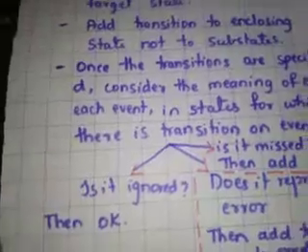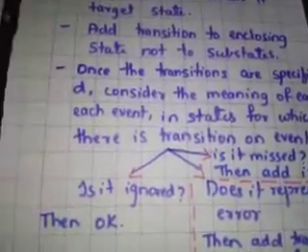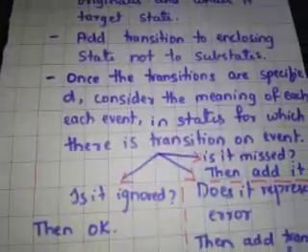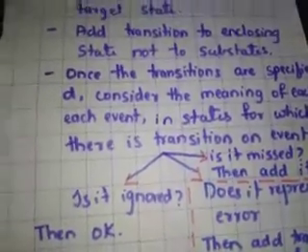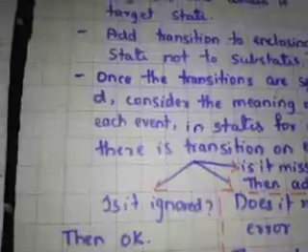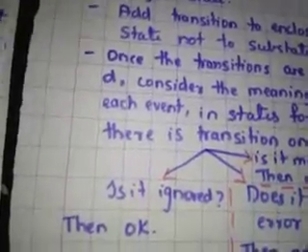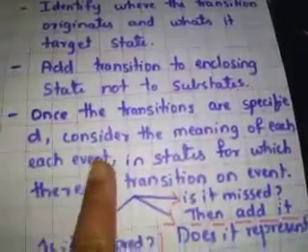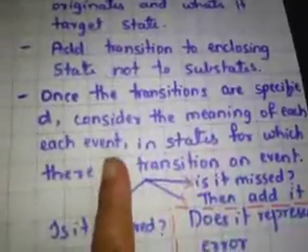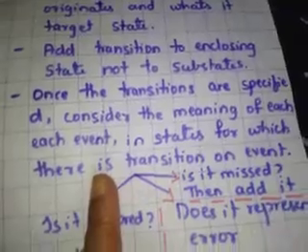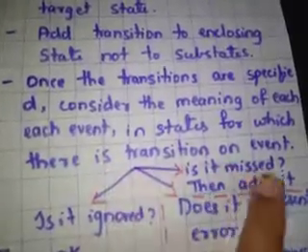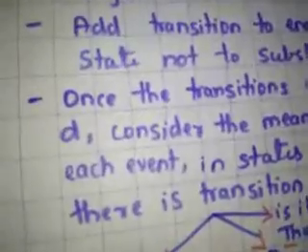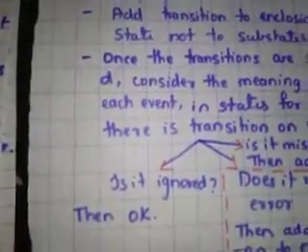Next is, whenever the transitions are specified, you should check whether we have missed any of the transitions. Otherwise we can say we should check if any of the transitions are ignored or not. Once the transitions are specified, consider the meaning of each event in the states for which there is a transition on the event. So let's take one example.